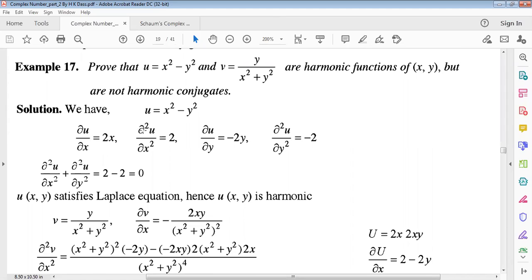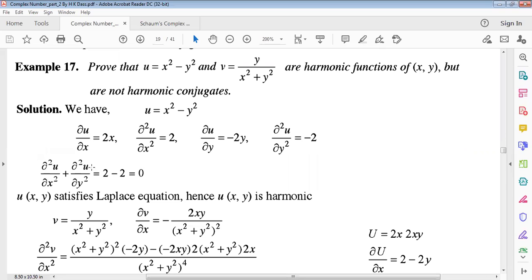And the double differentiation, ∂²u/∂x², will be only 2, since the x differentiation gives 1. Again, partial differentiation of u with respect to y: ∂u/∂y equals minus twice y. Okay, minus twice y. So the double differentiation, ∂²u/∂y², will be minus 2.